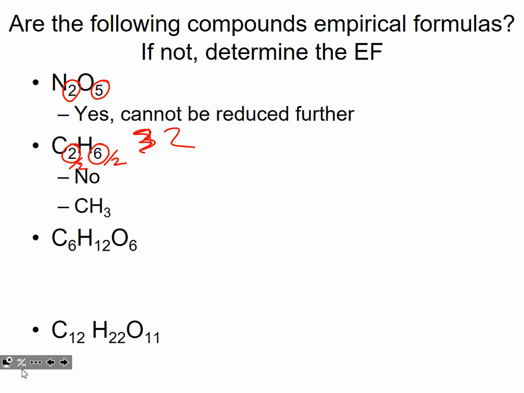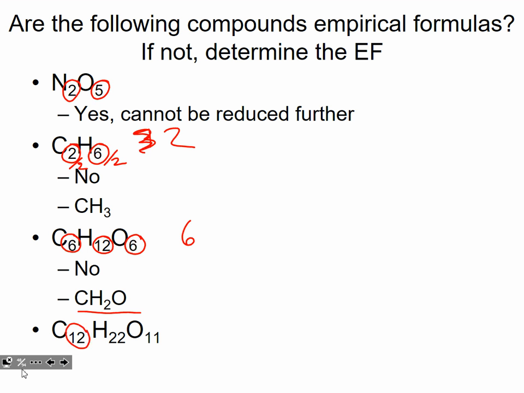C6H12O6 is not an empirical formula, because between 6, 12, and 6, we have a common multiple of 6. So if we divide all of the subscripts by 6, we get the empirical formula of CH2O. So C6H12O6 is not an empirical formula, not a reduced down version. C6H12O6 is glucose, and the next one is sucrose, C12H22O11.